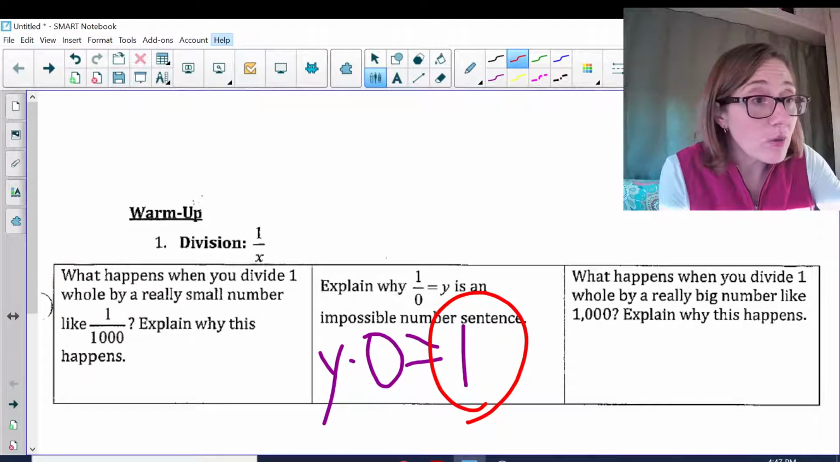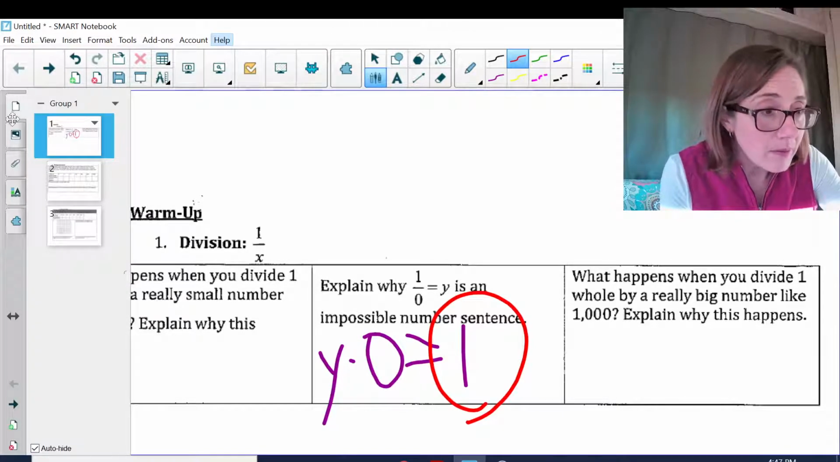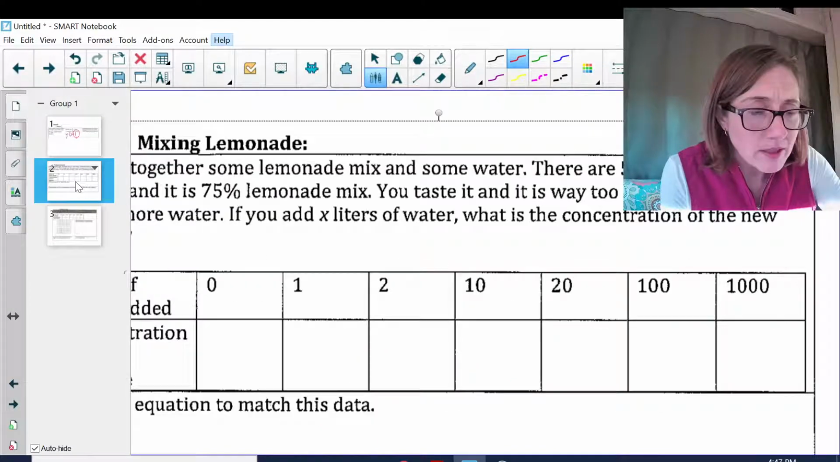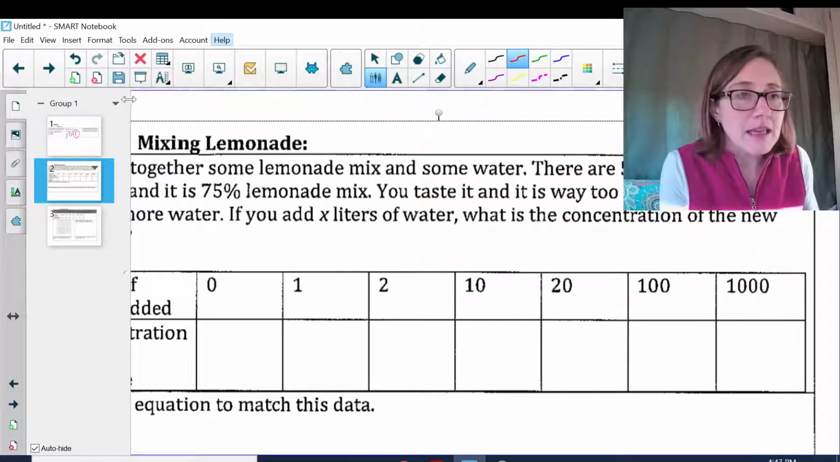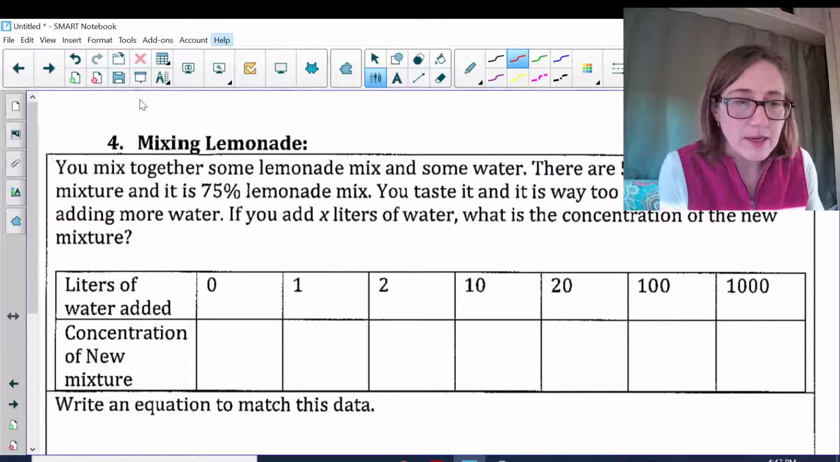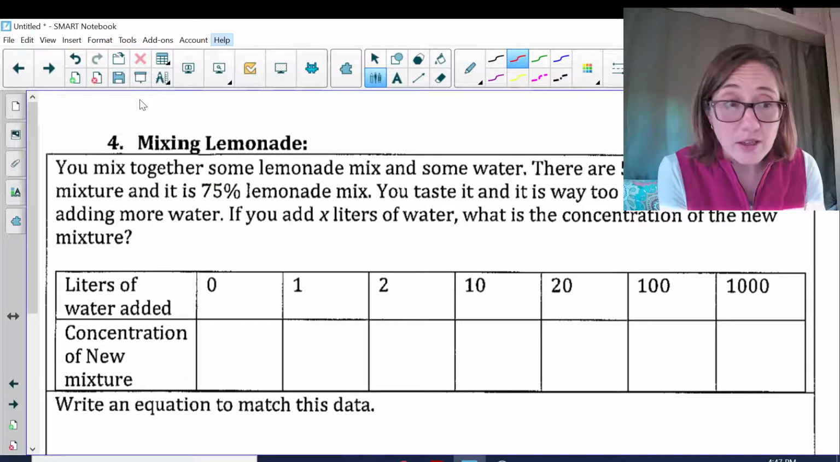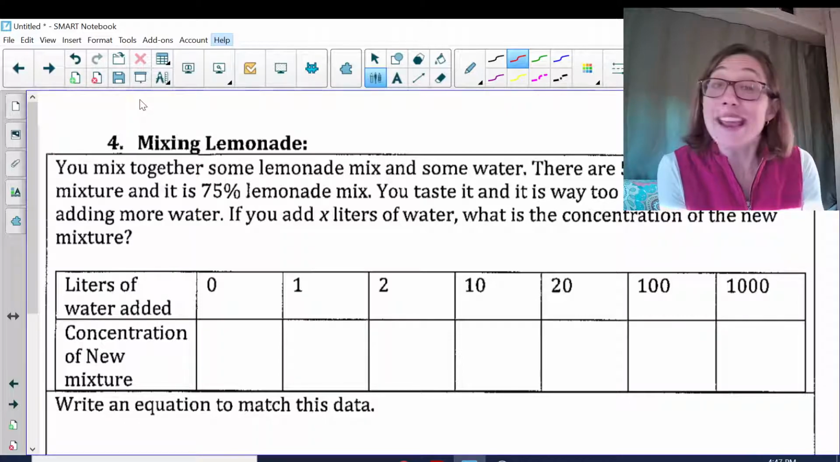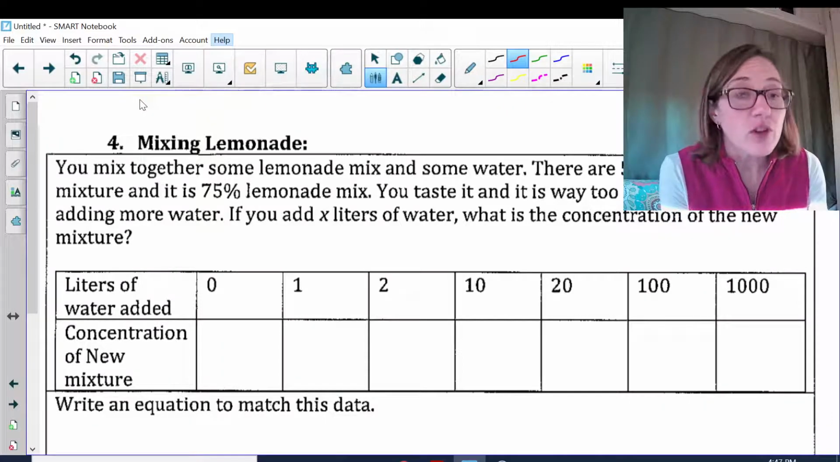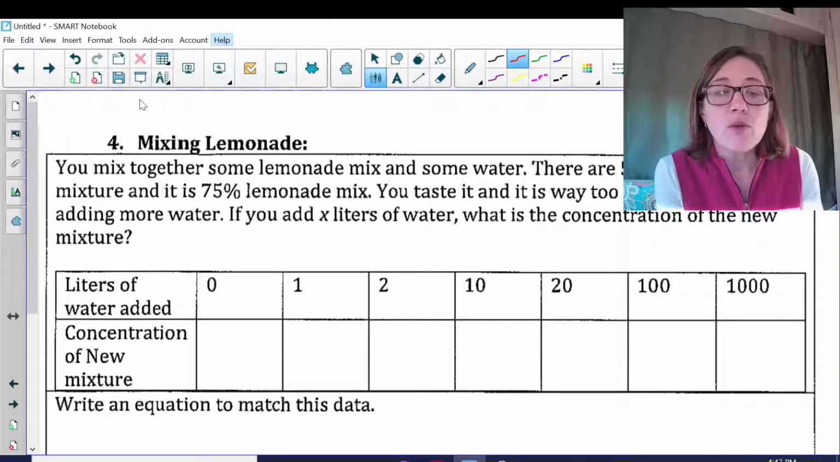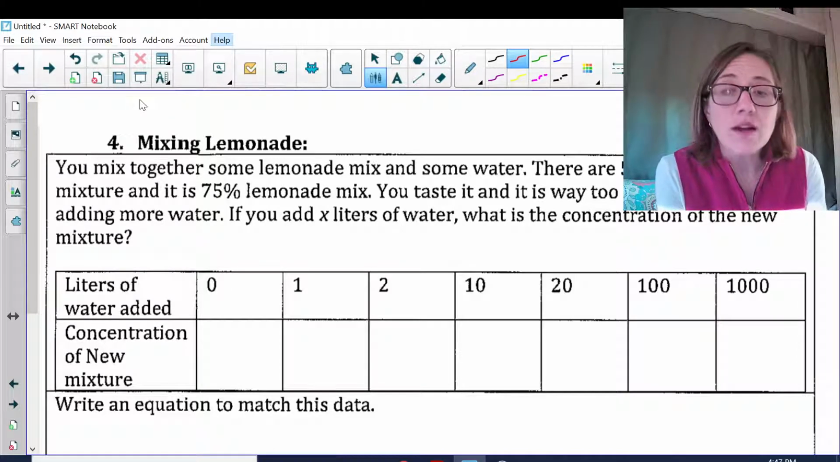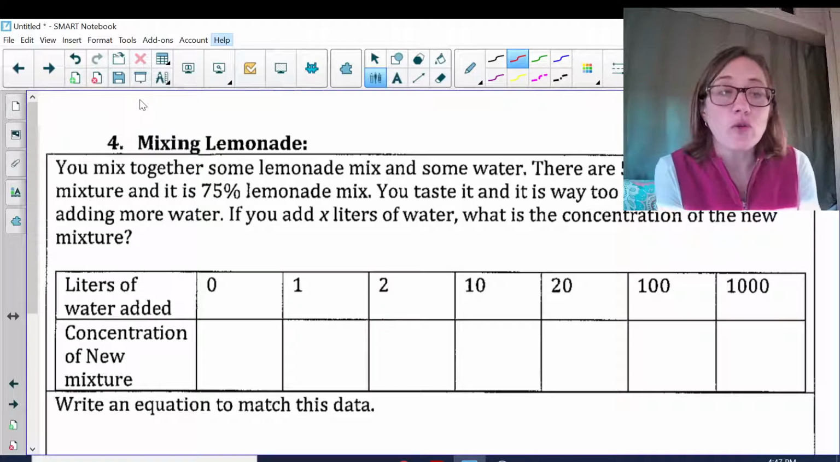So I thought we would do 2 of these problems together. One of the ones I want to do with you is the mixing lemonade problem, so if you could find this one in your list of them. It says you mix together some lemonade mix and some water. There are 5 liters of this mixture, and it is 75% lemonade mix. You taste it, and it is way too sweet. You start adding more water. If you add X liters of water, what is the concentration of the new mixture?